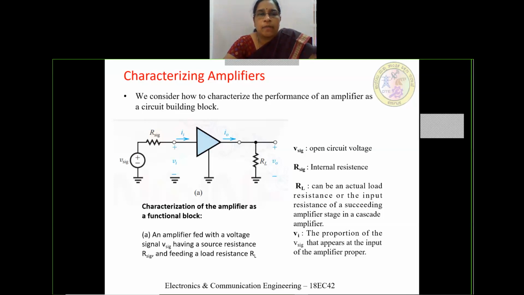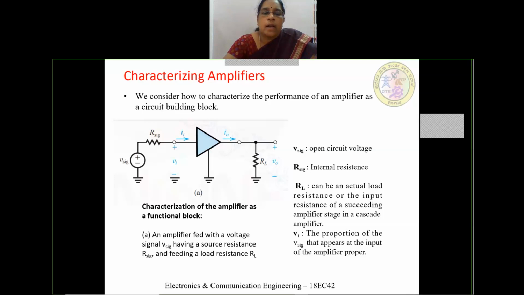Now whatever amplifier symbol is visible here in the blue shade, that is the amplifier proper. Here we are using the word amplifier proper. Amplifier proper means the terminals, characteristics or parameters which are restricted to only the amplifier, and they don't depend on any other external parameters. So they are called the amplifier proper.